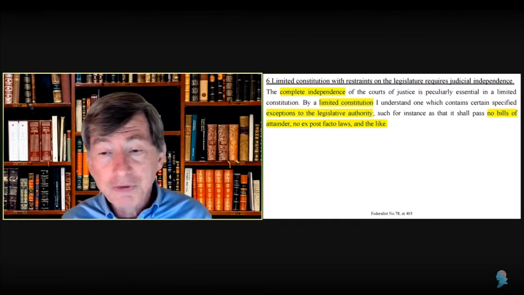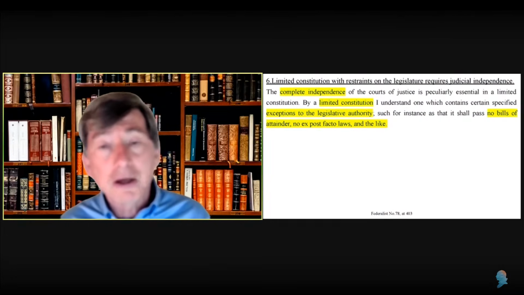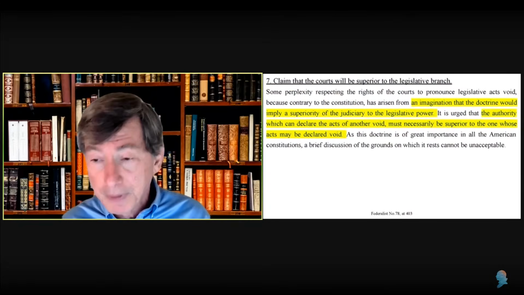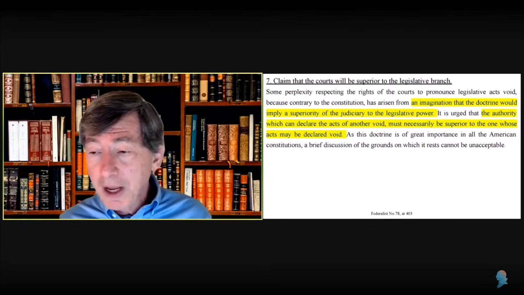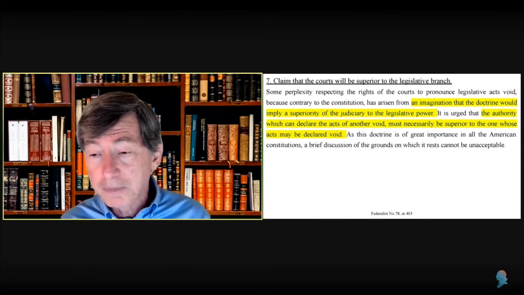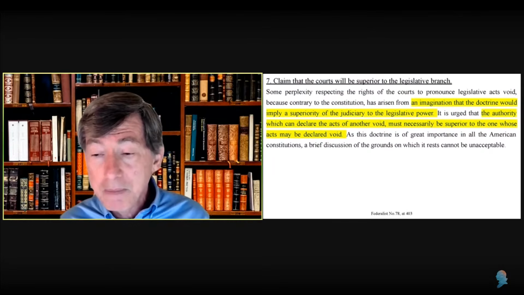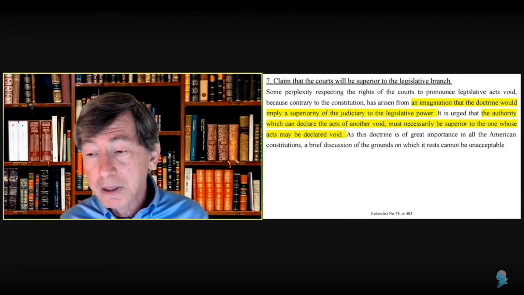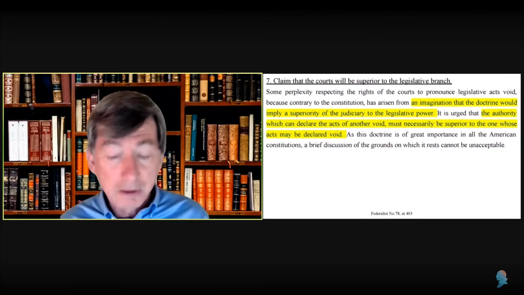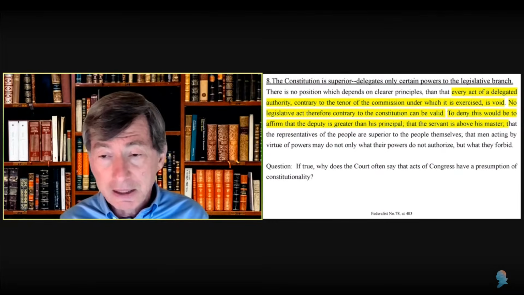Claim that the courts will be superior to the legislative branch. This is discussed several times. This is the argument that Brutus is making. He says there's an imagination that the doctrine would imply a superiority of the judiciary to the legislative power. It is urged that the authority which can declare the acts of another void must necessarily be superior to the one whose acts may be declared void. That's the argument. But the Constitution is superior. It only delegates certain powers to the legislative branch.